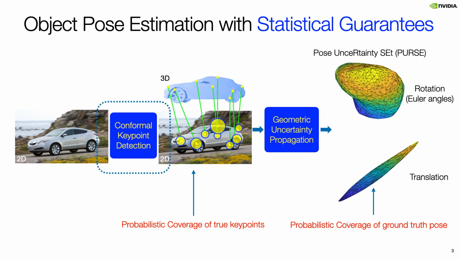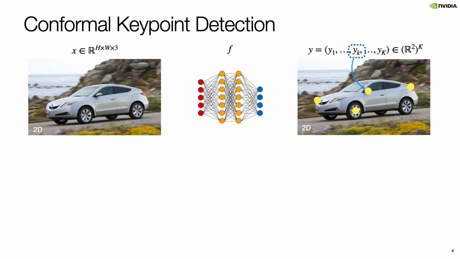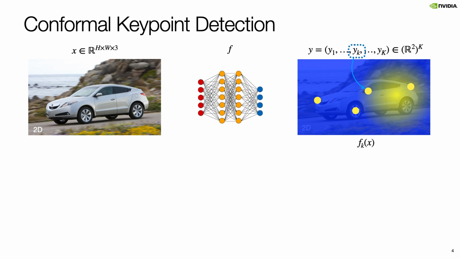In the first stage, let's talk about conformal keypoint detection. We are given a 2D RGB image, and our goal is to predict a set of semantic keypoints. Let's call y_k the k-th semantic keypoint. Suppose we trained a neural network that can detect this 2D semantic keypoint. Specifically, we chose a neural network that can output a heat map of the location of y_k, shown in this transparent image here. Let's call f_k(x) the k-th heat map.